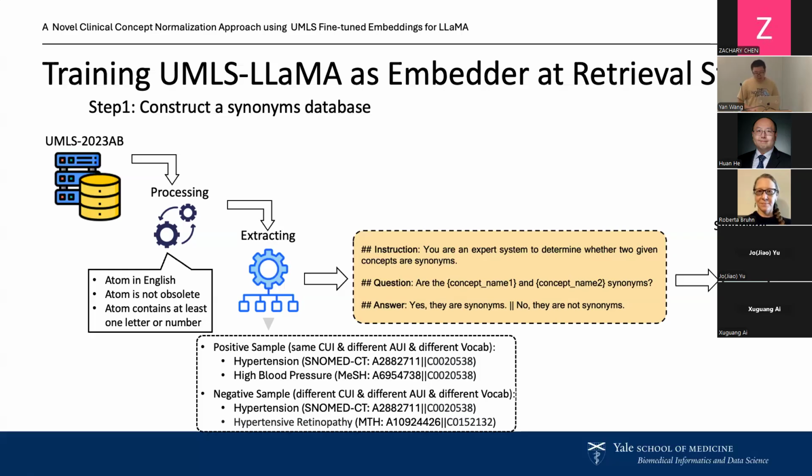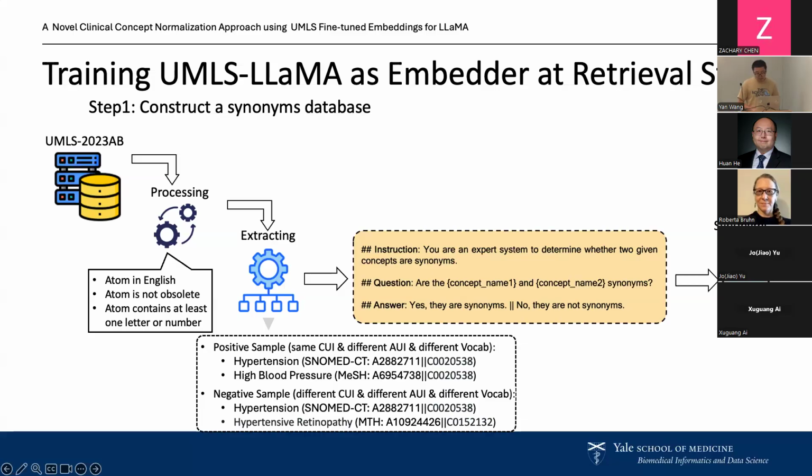If X and Y originate from different source vocabularies, we will constitute a positive sample X and Y. In other words, we will think the terms X and Y are synonyms. For example, just consider hypertension from the normalization vocabulary and high blood pressure from the MeSH vocabulary. These 2 terms would form a positive sample.